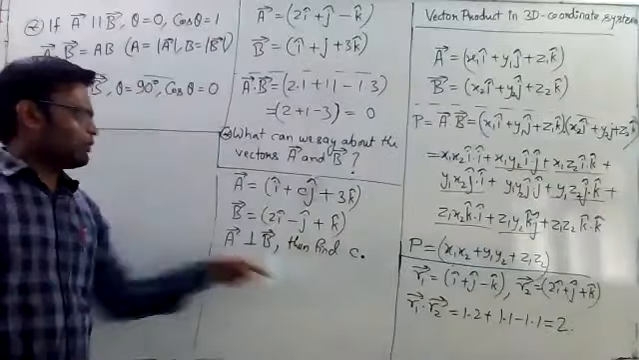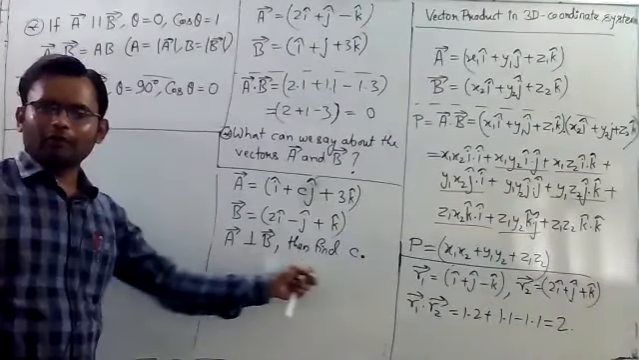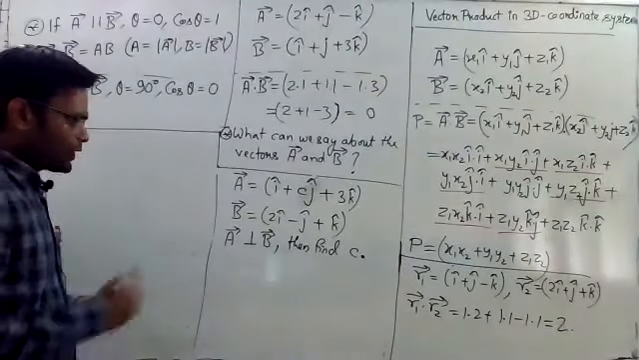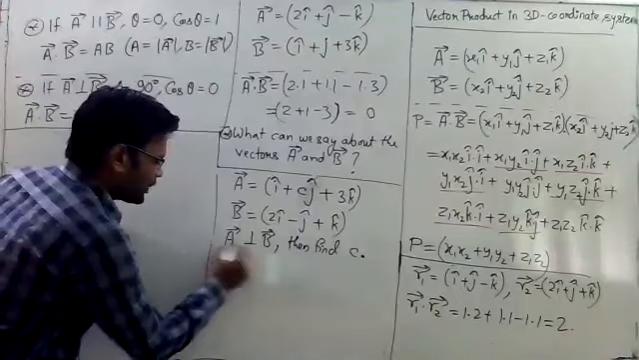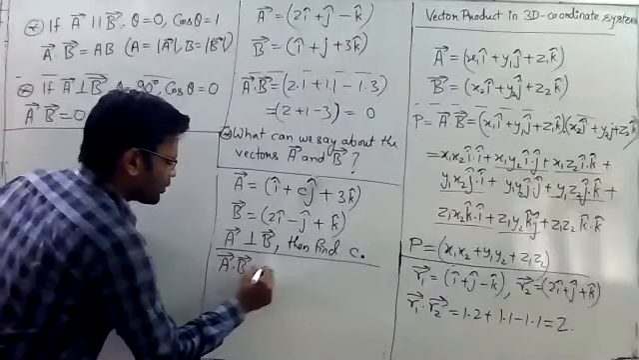A vector is given, B vector is given, and it is given that A is perpendicular to B. Then you have to find the value of C. So what is C? C will be equal to 5. How is it equal to 5? When they are perpendicular, directly I can write A dot B equal to 0.